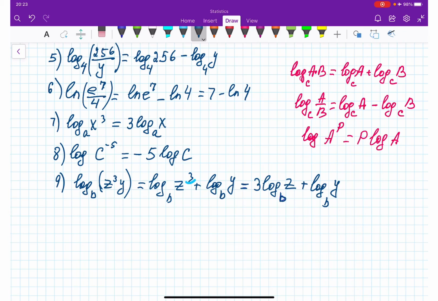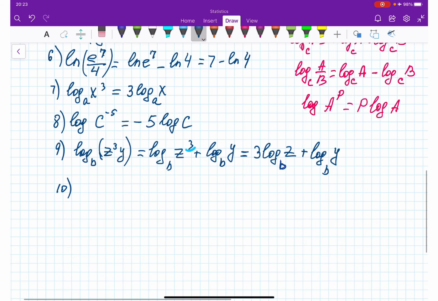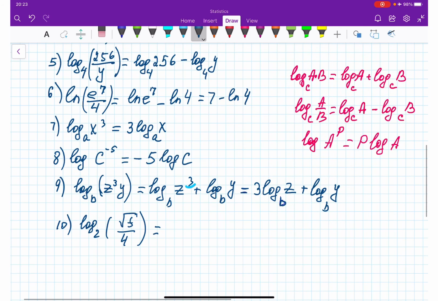Question number 10. This is not a difficult topic at all. Logarithm by base 2. We have square root of f over 4. So what do we have? Since we have division, look here. Let me do it this way. This is formula 1, this is 2, and this is 3. So we're going to use formula 2. Division converted into subtraction.